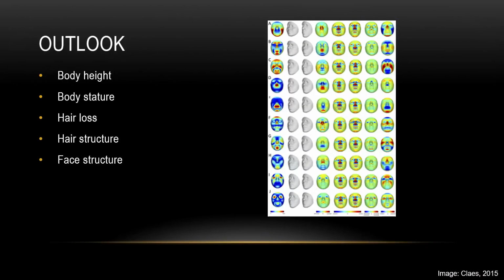The outlook for forensic DNA phenotyping is that it's getting more accurate. So people are trying now to determine the body height, the body stature, hair loss, so if you're a bald person, the hair structure, and also the face structure. And you can actually see on the image approximations of face structure based on SNP analysis.